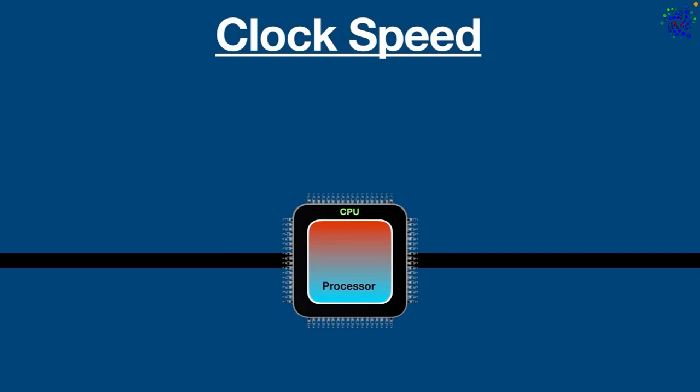Now here is an important part of the topic. Higher clock speed typically means that a CPU can process more instructions per second and therefore can perform better on tasks that require fast processing, right? Unfortunately, this is not the case. Let me tell you why.